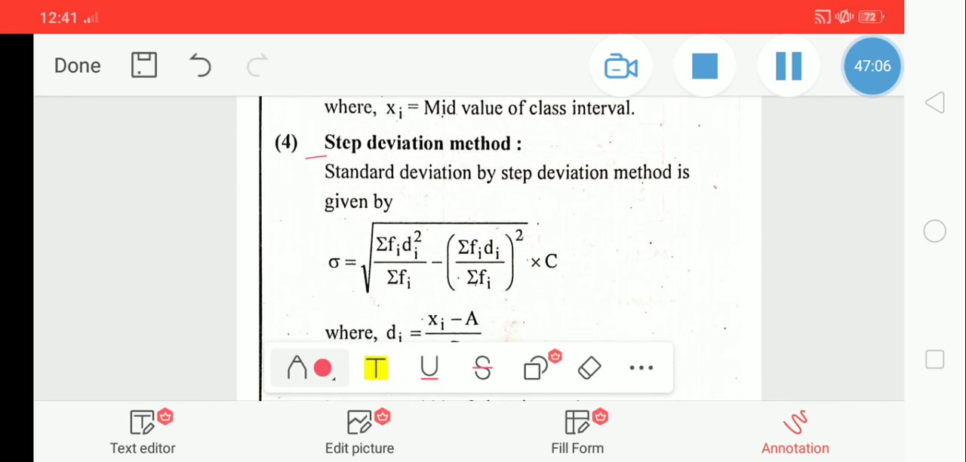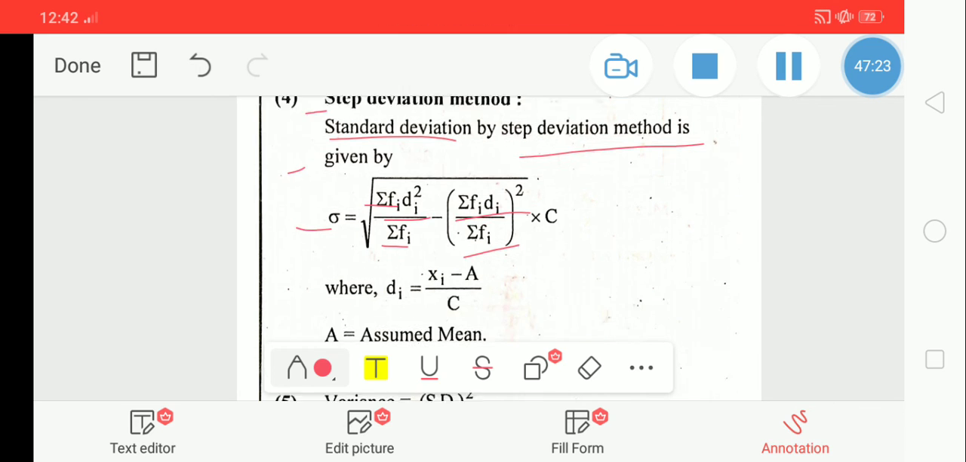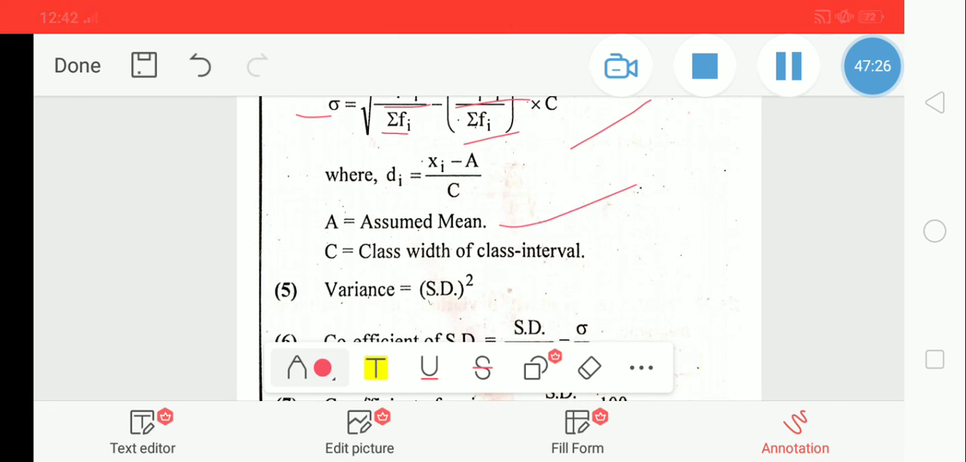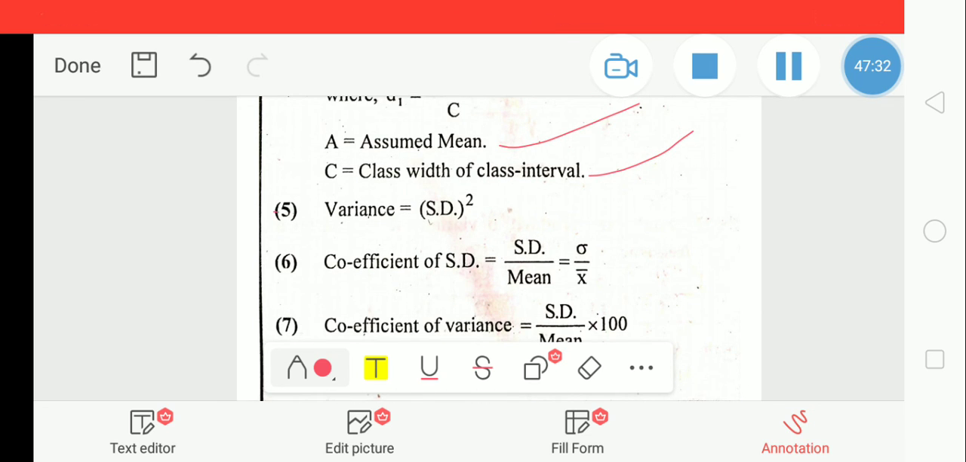And the step deviation method: standard deviation by the step deviation method is sigma equal to the square root of summation of fi di square divided by summation of fi minus (summation of fi di divided by summation of fi) whole square, multiplied by c. Here a is the assumed mean and c is the class width of the class interval. And here we are also finding variance. Variance is equal to the square of standard deviation.